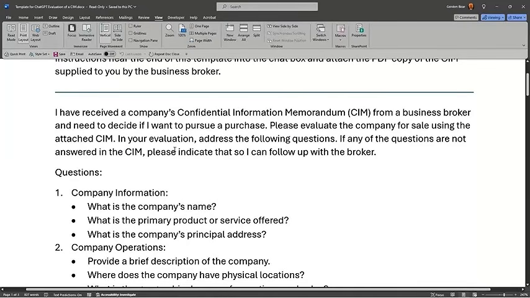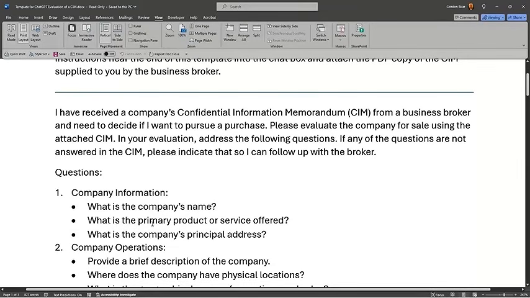Please evaluate the company for sale using the attached CIM. In your evaluation, address the following questions. If any of the questions are not answered in the CIM, please indicate that so I can follow up with the broker. Okay. So that's the specificity of what you're asking ChatGPT to do. All right. So you have typed this whole thing in, you attached the CIM, which it will now read. It will read that entire CIM. It doesn't matter if it's a PDF file, a Word file, doesn't matter what it is. ChatGPT is able to read it.